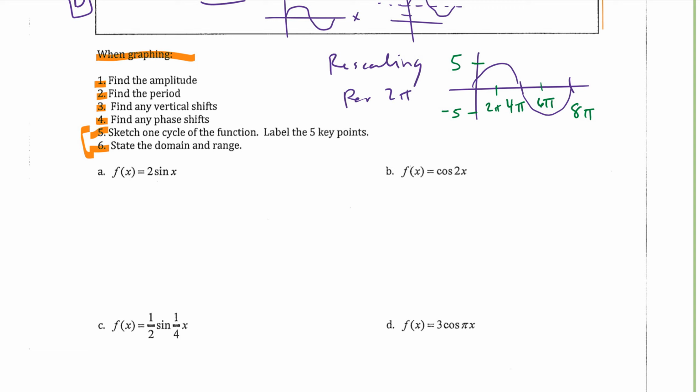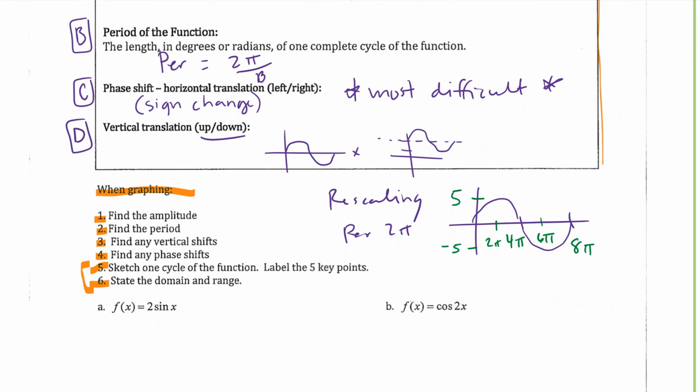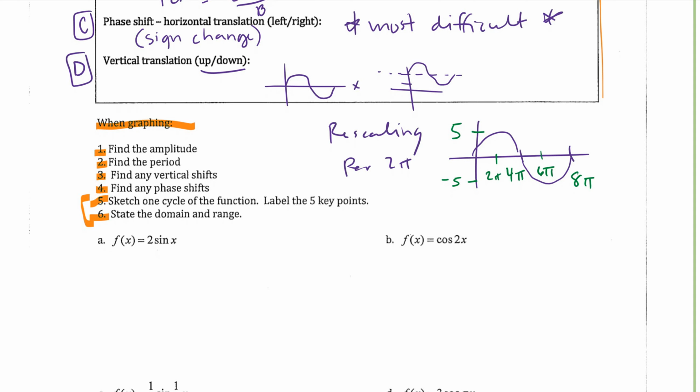So here is our first problem, graphing 2 sine of x. So the 2 is in the position where A is. That means it's going to change our amplitude. Let's go ahead and write out everything for this problem just to practice. So our amplitude is 2. The period is 2 pi divided by whatever number you see in front of the x. This problem does not have a number in front of the x, so our period is just 2 pi.